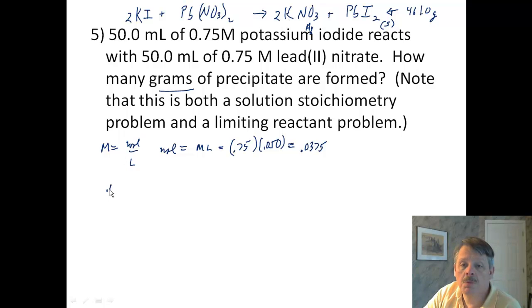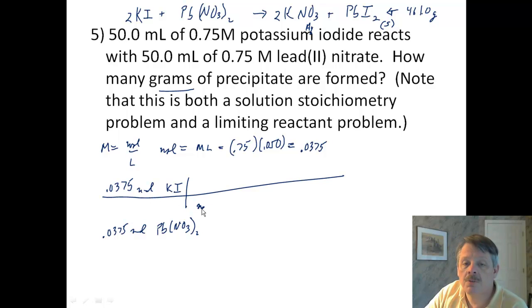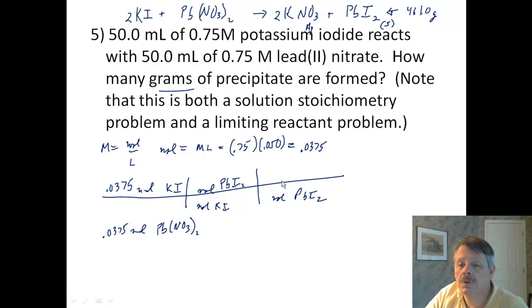So let's do that. We start out with 0.0375 moles of KI. We're also starting out with 0.0375 moles of lead nitrate. Okay, so now what we have to do is figure out how many grams of lead iodide we have. Well, let's go through this first one. I'm converting from moles of KI to moles of my target substance, which is PbI2, and then from moles of PbI2 to grams of our target, which is PbI2. And we figured out that the grams of PbI2 is 461.0 in 1 mole. And if I look at my coefficients, I've got a 2 in front of the KI, and I've got 1 in front of lead iodide.